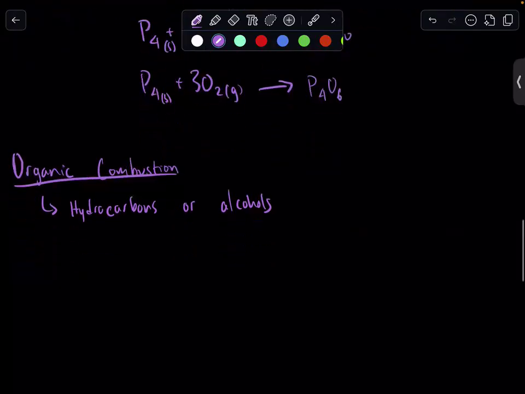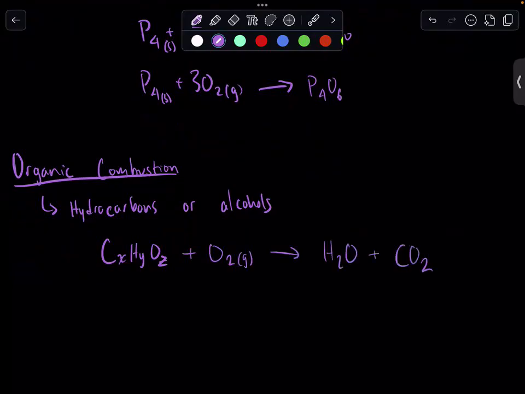So organic combustion usually is carbon, hydrogen, and oxygen. And so CxHyOz, these can be zero as well. So it can just be like carbon and hydrogen, no oxygen, plus O2 reacts to form H2O plus CO2. We're always going to get water, and most of the time we're going to get carbon dioxide as well. And of course, it's always exothermic.